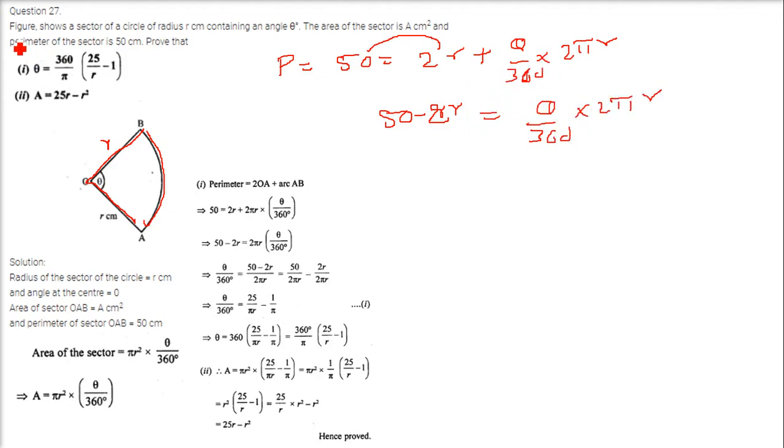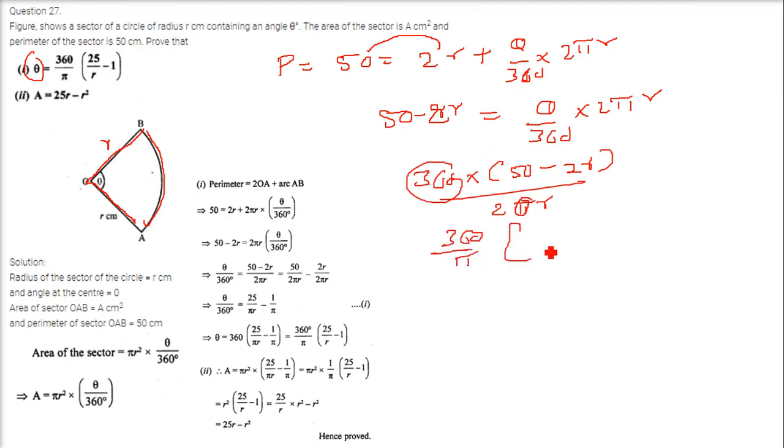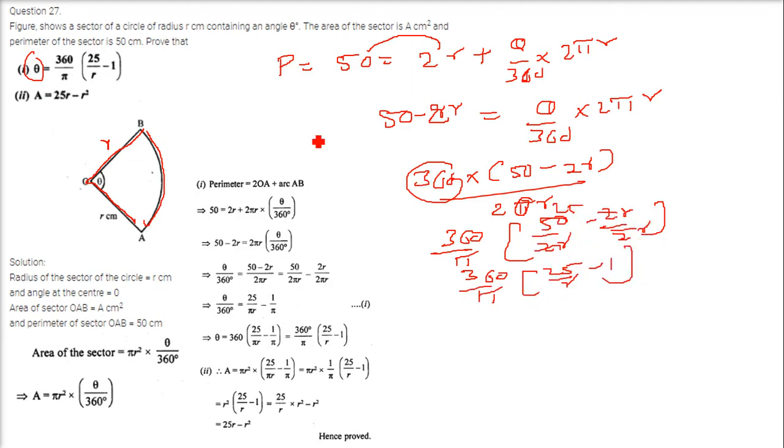So in order to find out theta, what we have to do? We take 360 up, 360 into 50 minus 2R. 2 pi R we are taking in the denominator. Now 360 by pi we are taking out, rest we are taking inside. So 50 by 2R, pi we have already taken out, and 2R by 2R. So what do we get? 360 by pi into 25 by R minus 1. So this is the first thing we have to prove.